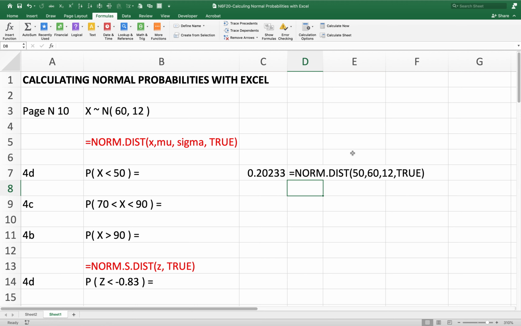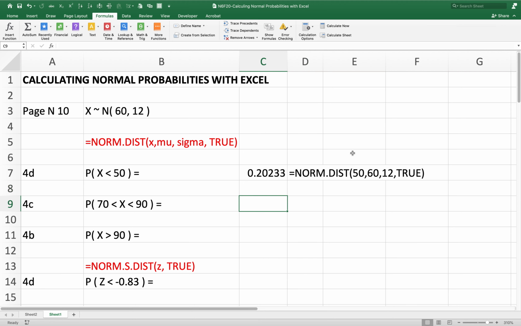All right, so that's how we use the NORM.DIST function. The important thing to note is that that is giving you the area from some point all the way down. So if we were looking at, say, the probability that x is less than 90, it would give you the probability all the way down to the bottom, not just to the middle, which is what the table gives you, but all the way down.